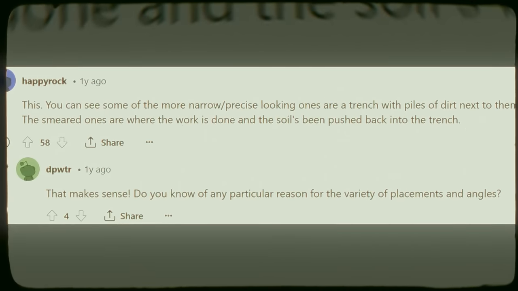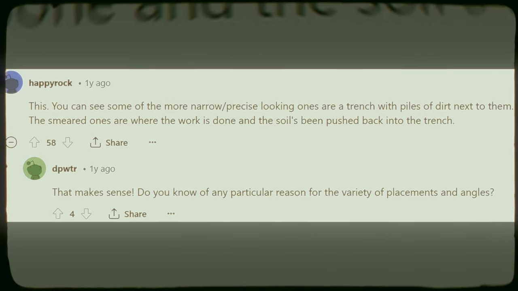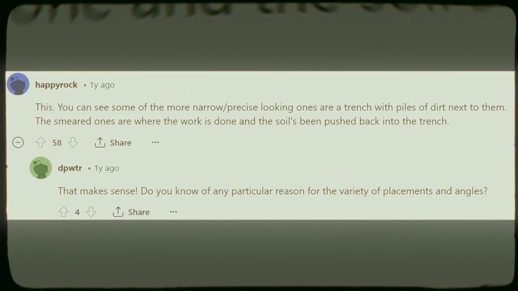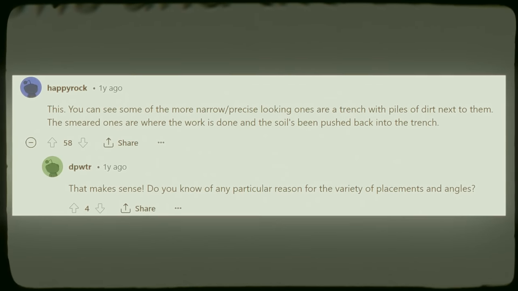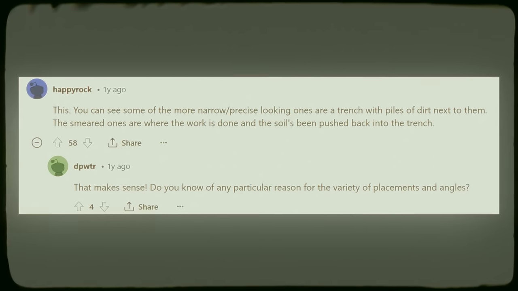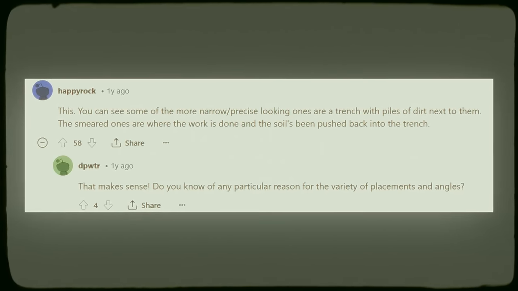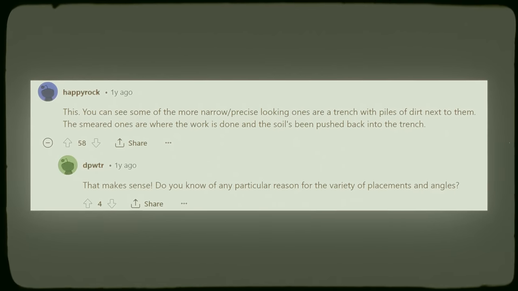Happy Rock expressed that one is able to see that the more precise-looking ones are trenches with dirt piles next to them, and the smeared ones where work has been concluded and the soil had been pushed back into the dugout trench. But the amount of trenches that have been dug raised concerns with some Redditors.